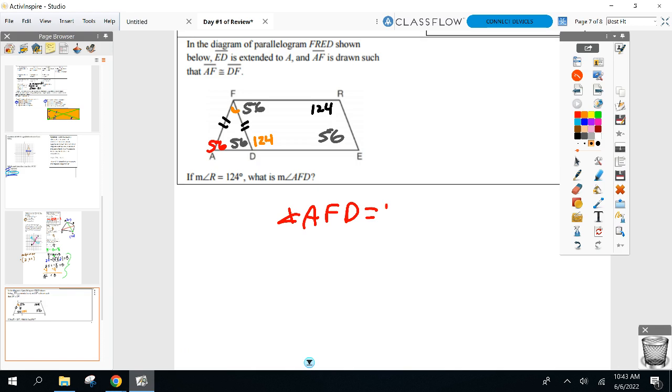What is it? 68. There we go. Questions? Okay, I think that's a good spot to stop because the next stuff is similar triangles for tomorrow. Again, this is stuff you're going to see a lot of.